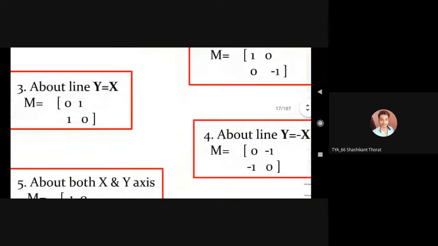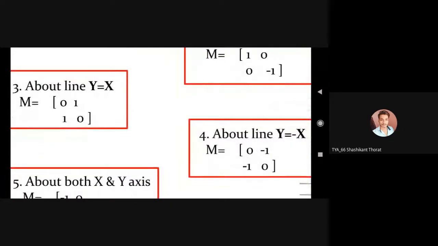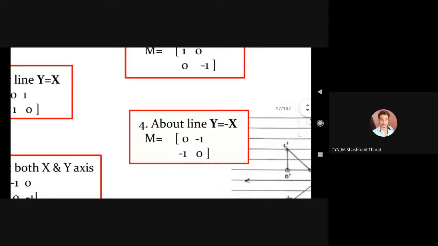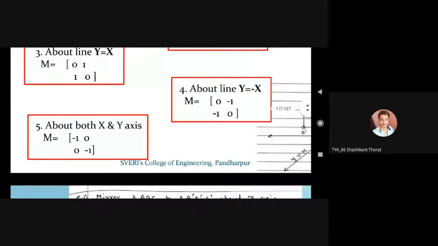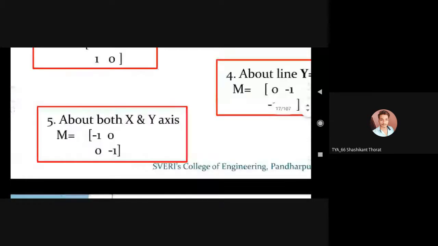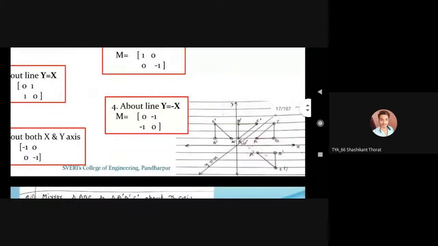About the line y equal to x, the matrix is 0 1 1 0. About the line y equal to -x, it is 0 -1 -1 0. Okay, that formula is required, so you should remember that. Now the transformation matrix about both the x and y axis is -1 0 0 -1. So these are the formulas.